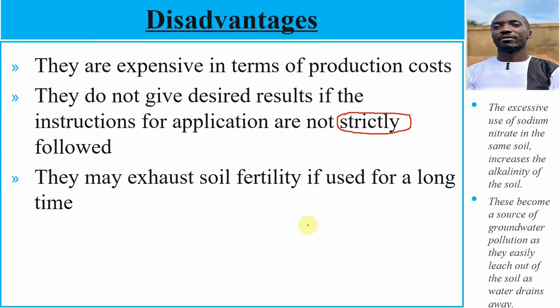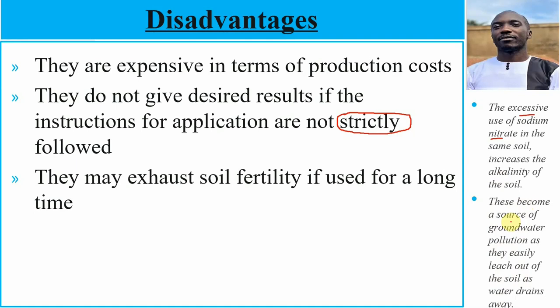And here we're also saying that excessive use of sodium nitrates in the same soil increases alkalinity of the soil. In other words, if you use excess sodium nitrate fertilizer, the soil will become alkaline. And again, these become a source of groundwater pollution as they easily leach out of the soil as water drains away. So the chemistry of the soil has been changed completely. We need to use our fertilizer maybe for one season, then wait for the other two seasons so that the soil can regain its fertility.